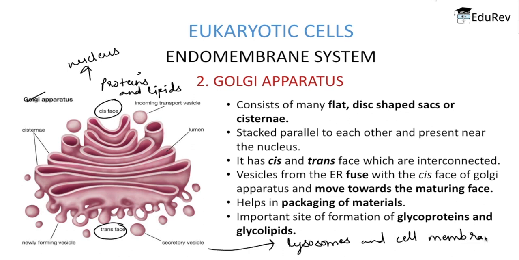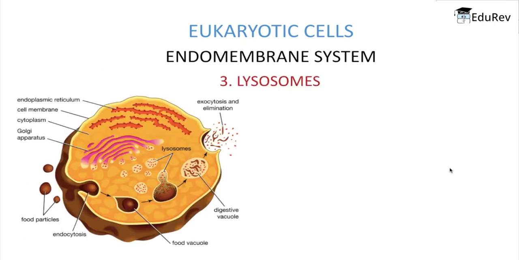So from this we know that the function of Golgi apparatus is that it helps in the packaging of material. For example, we have seen proteins and lipids, and also it is the important site of formation of glycoproteins and glycolipids. So the next organelle in the endomembrane system are the lysosomes.